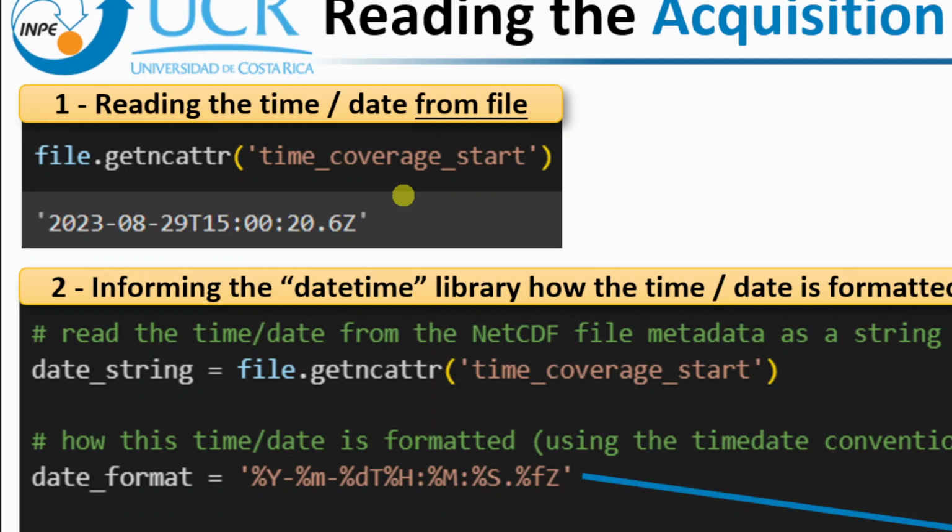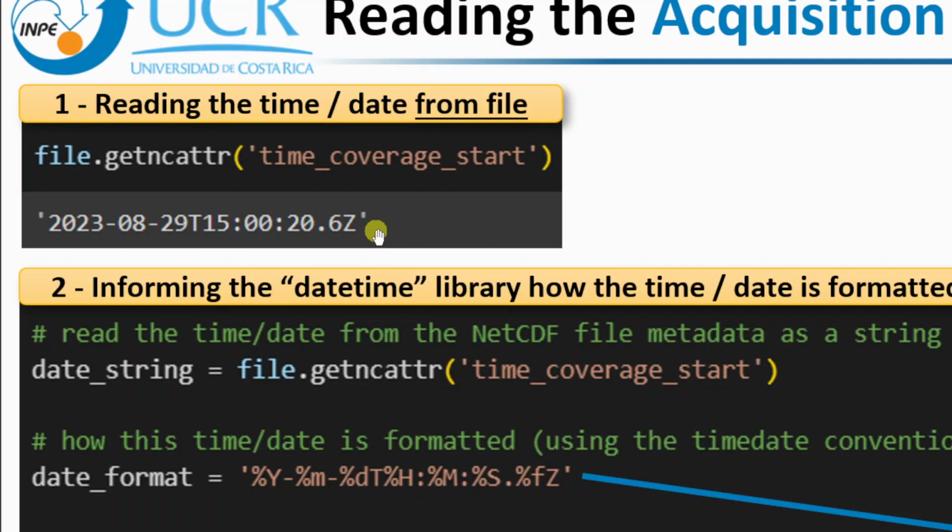And there is an attribute called time covered start, which informs the start of the ABI scan. And here you see how NOAA, the data provider, provides this information in the metadata. 4 digits for the year, a hyphen, 2 digits for the month, a hyphen, 2 digits for the day, followed by an uppercase T, followed by 2 digits for the hour, a colon, 2 digits for the minutes, a colon, 2 digits for the seconds, a dot, 1 digit for the milliseconds, followed by an uppercase Z.